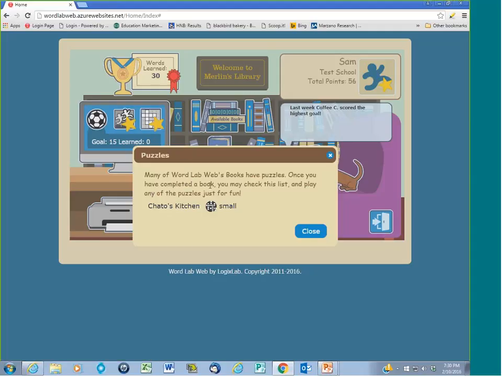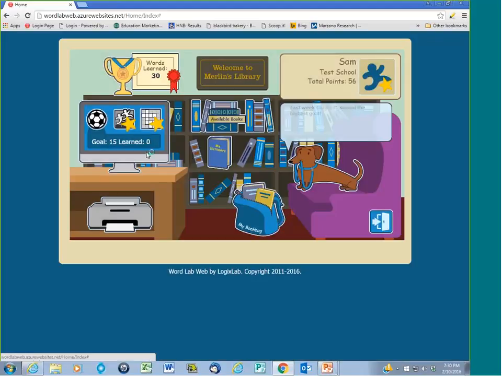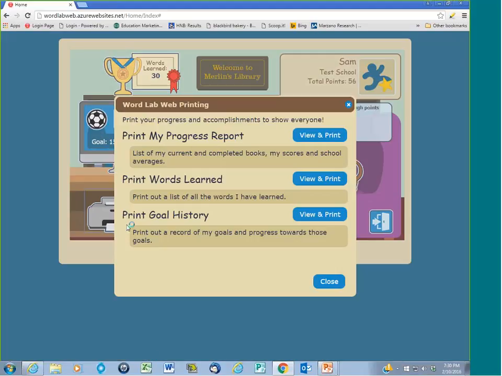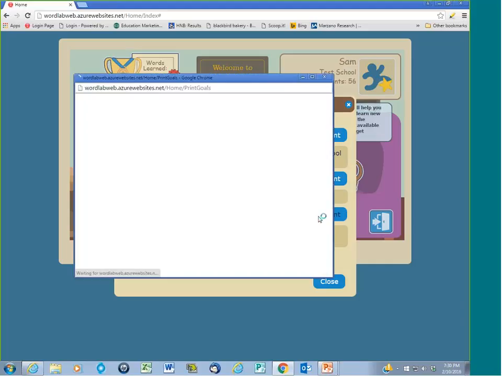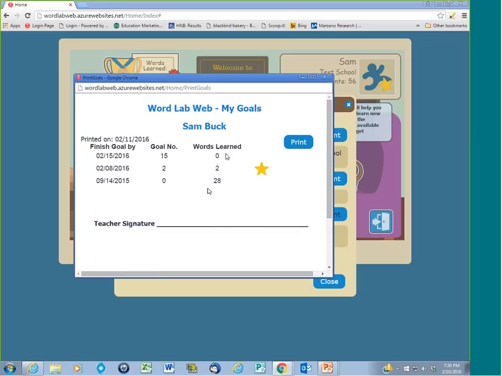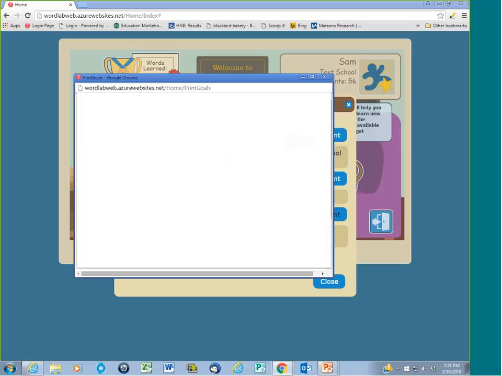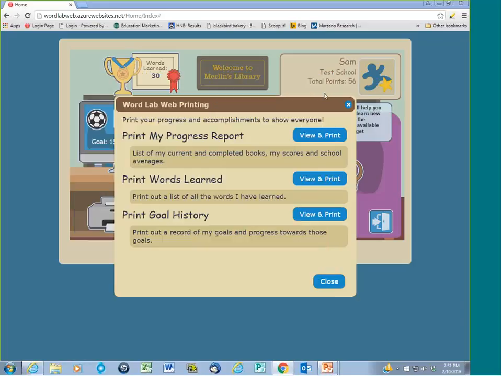Here are crossword puzzles that you can try that are just for fun. Here, you can print out your progress report if you forgot to print it out at the end of a chapter. You can print out all the words you've ever learned here. You can print out how you're doing with your goals. And let's take a quick look at Sam. You can see that Sam didn't get around to using the program that day, but then he forgot to set a goal here and learn 28 words. Too bad. He probably would have gotten recognized for that.